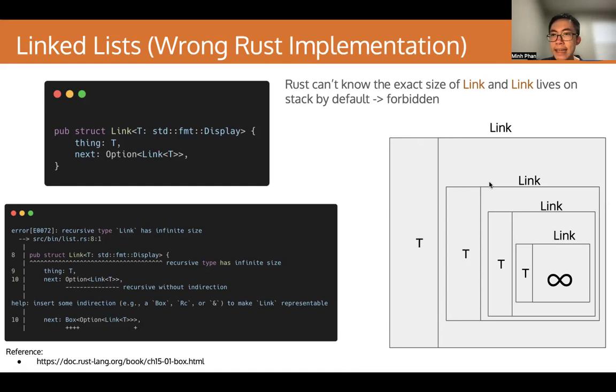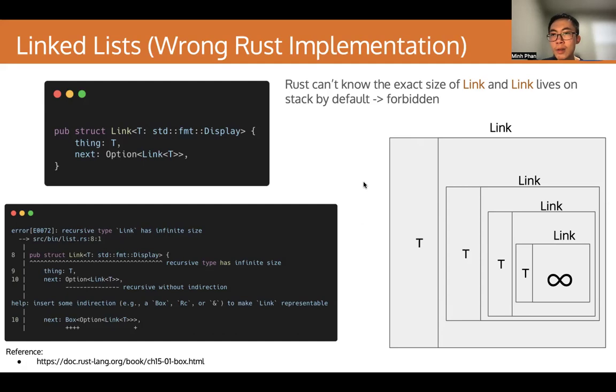And since Link lives on the stack, since we don't use any smart pointers, we don't use Box, we don't use Vec, we don't use String, a Link will live on the stack by default. So this entire thing here will live on the stack by default. That is a context involving the stack. So this implementation is forbidden since Rust doesn't know the size of Link and Link lives on the stack.